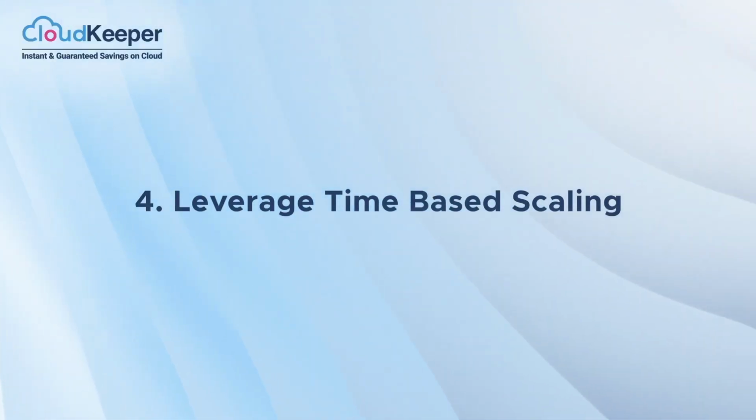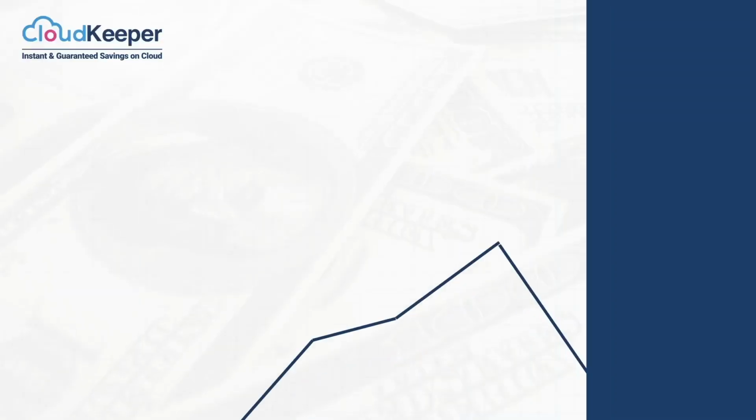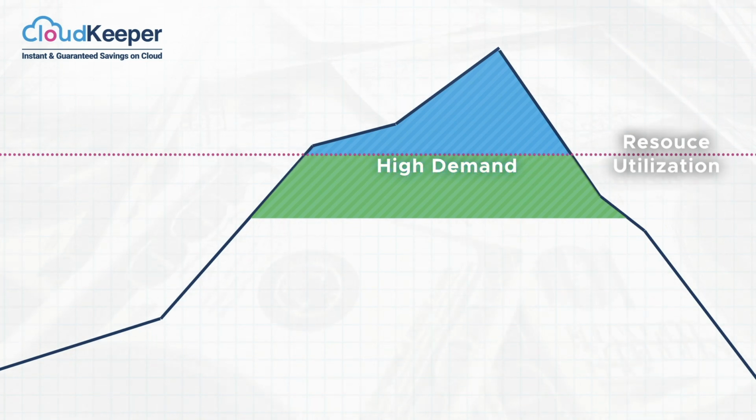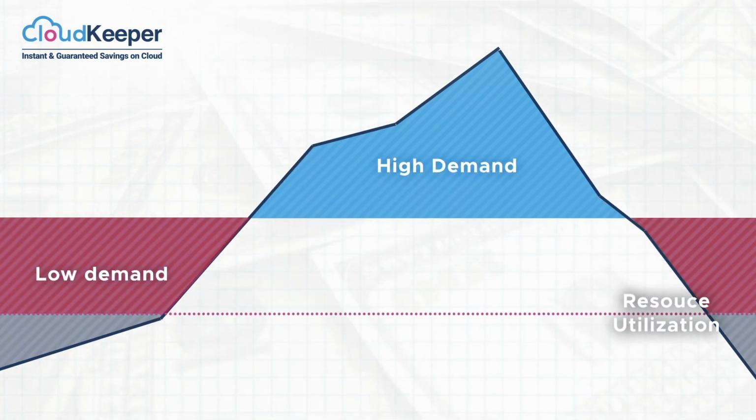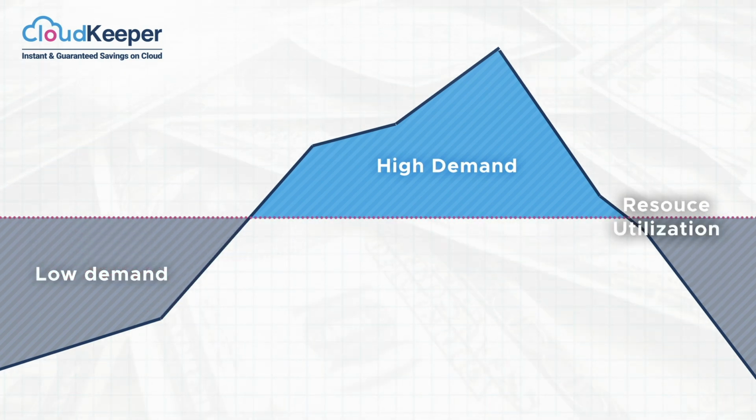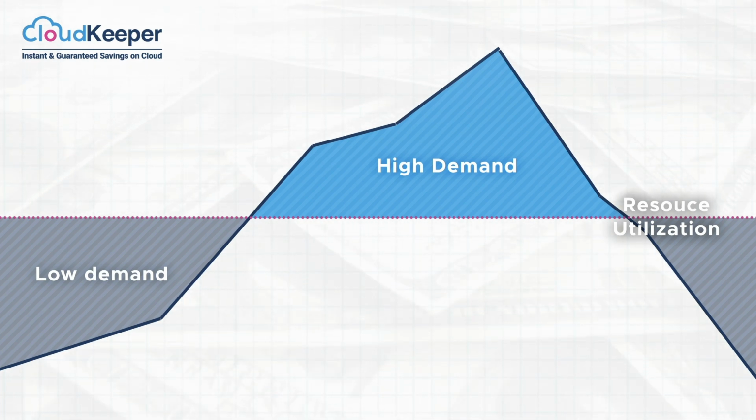Time-based auto-scaling is another powerful tool in managing AWS costs. Schedule automatic scaling actions during peak hours to ensure adequate capacity, and scale down during periods of lower demand to avoid unnecessary costs. Leveraging time-based scaling aligns your infrastructure with actual usage, optimizing resource allocation and reducing overall AWS expenses.